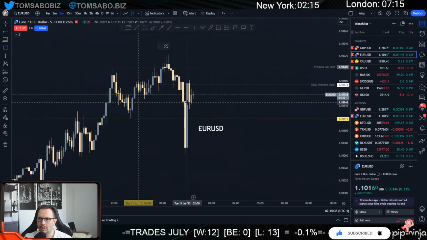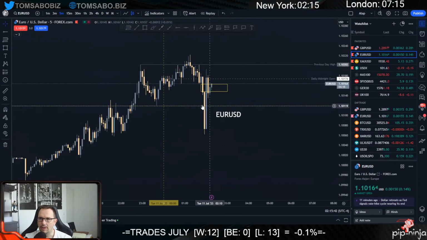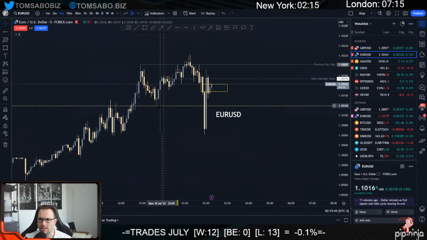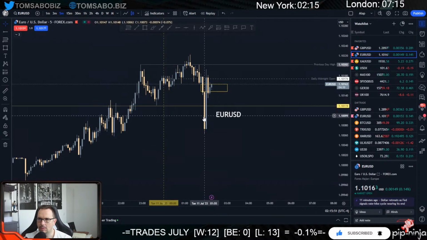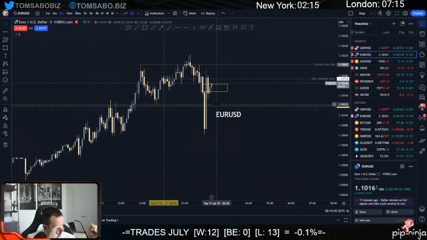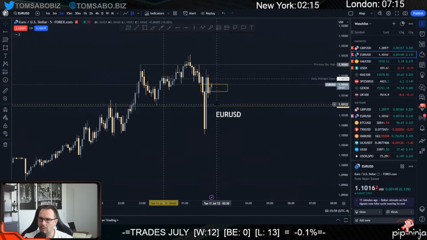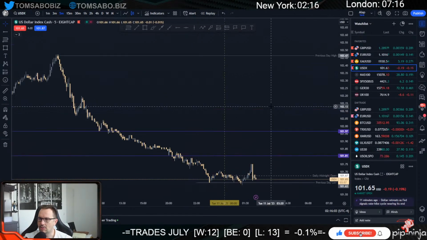This fair value gap right here is interesting on the euro. This one on the 5 minute. The problem is that it took out some sell side here. Structure break here and here. Yeah, it went too much down. I would be careful. I would be careful entering here, especially because the dollar index is so bearish.